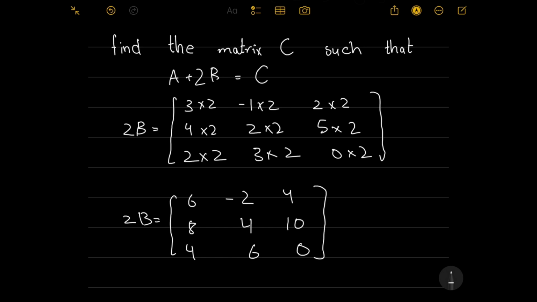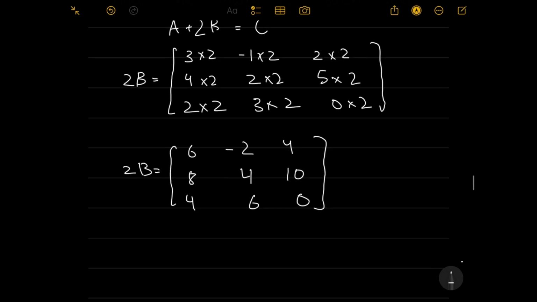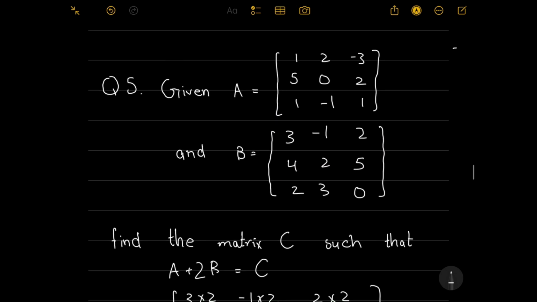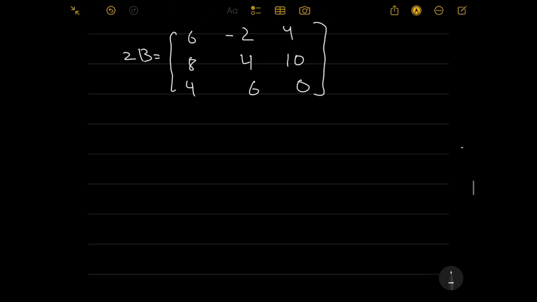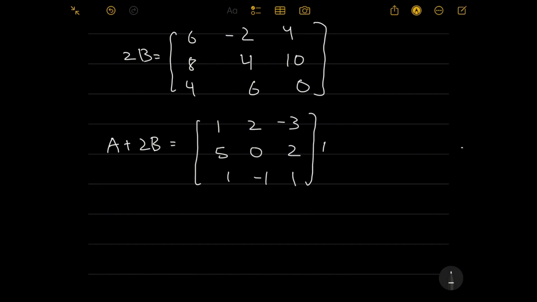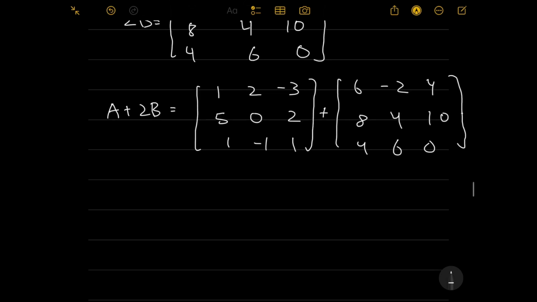The next thing which we are going to do is add A with this matrix. So if we add A with this matrix, so matrix A is here, so A plus 2B equals 1 2 minus 3 5 0 2 1 minus 1 and 1, and then add it with this 2B. So 6 minus 2 4 8 4 10 4 6 0.